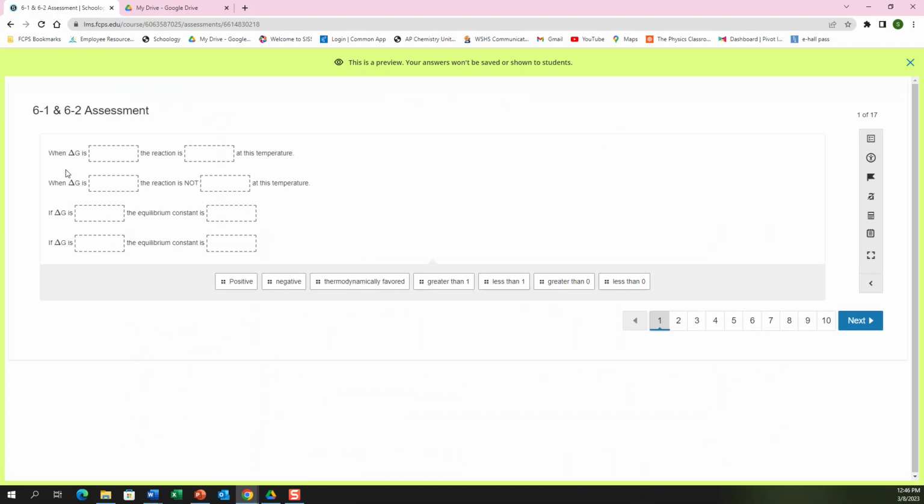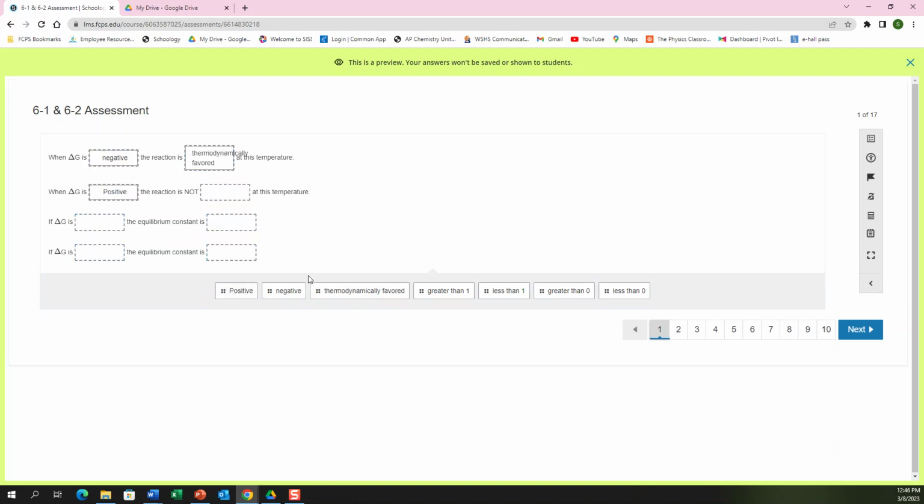All right, so let's do this. If delta G is positive, the reaction is... nope, I don't have a "not thermodynamically favored," so let's go. If delta G is negative, the reaction is thermodynamically favored.